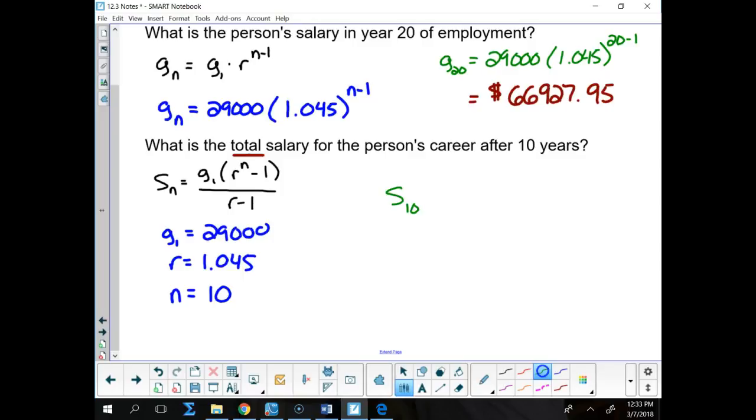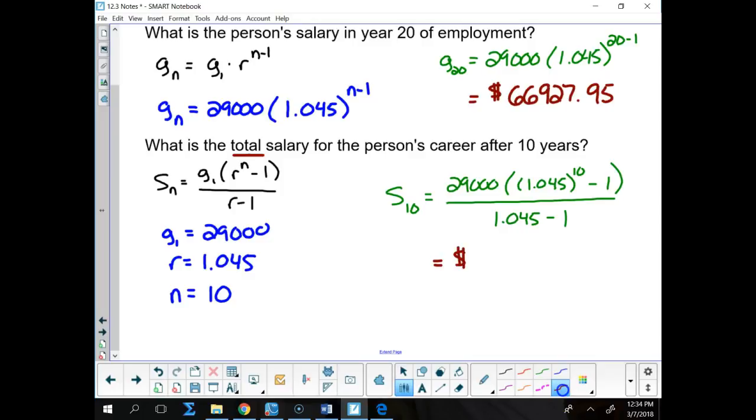So the sum of the first 10 years is going to be 29,000 times 1.045 raised to the 10th power minus 1, times 29,000, divided by 0.045, gets me a sum here of 356,358.07.